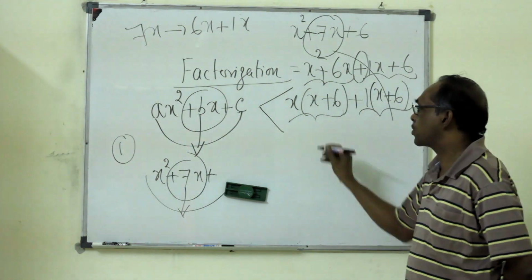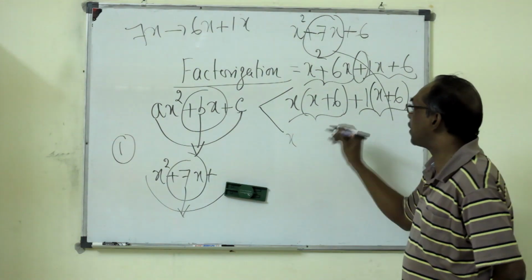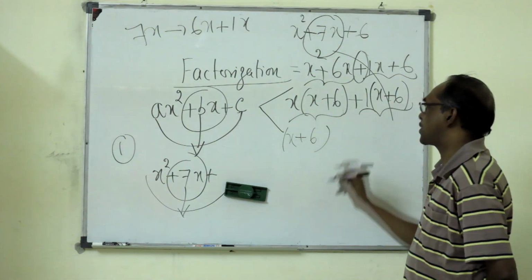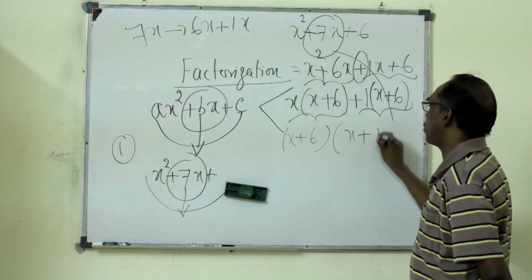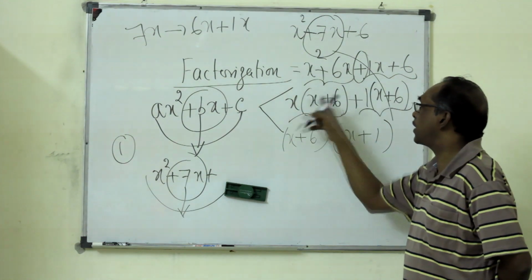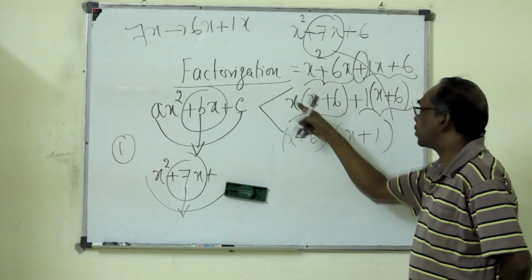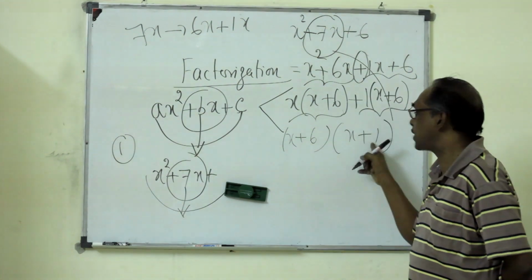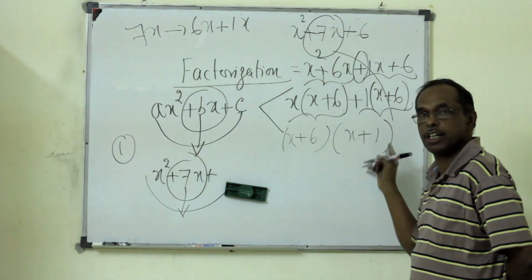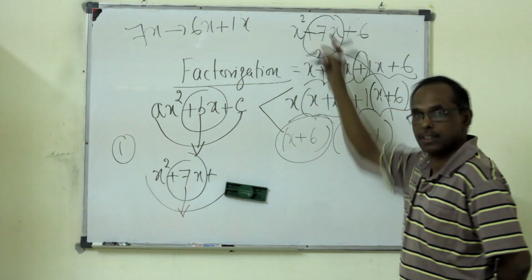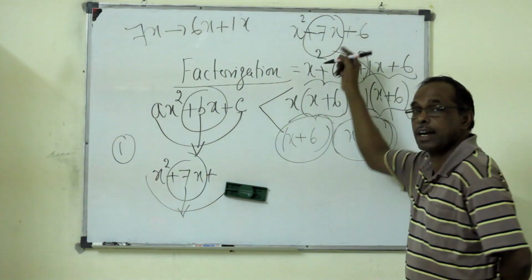What is common here? So x plus 6 is common, you take it out. So what is left? So x plus 1. Here x plus 6 is common. You are taking x plus 6 outside. So in this term what is left? X is left. In this term what is left? 1 is left. So x plus 6 into x plus 1. What does it mean? Here x plus 6 is one of the factors and x plus 1 is another factor.